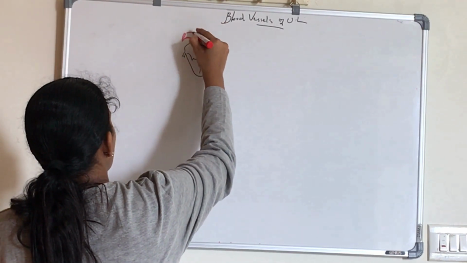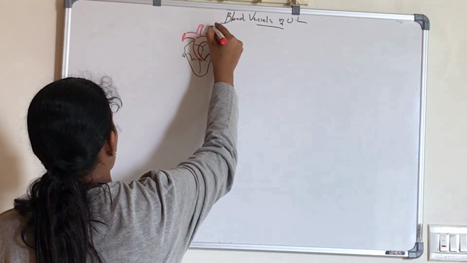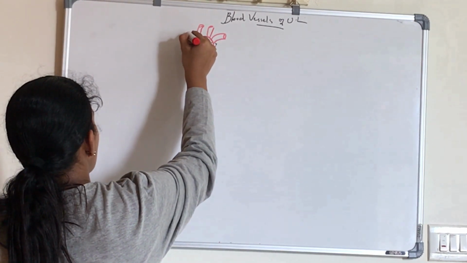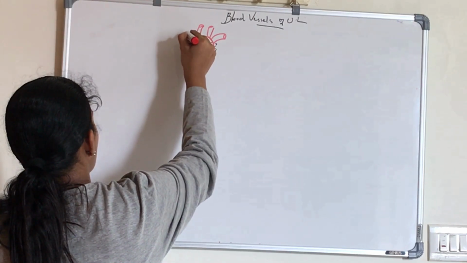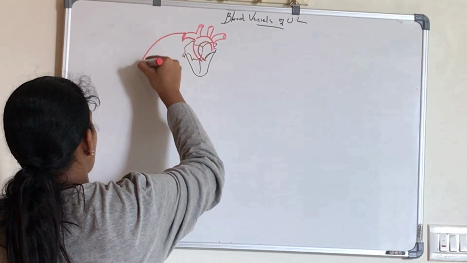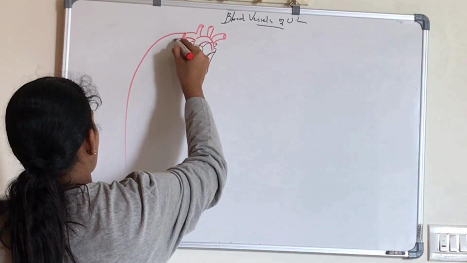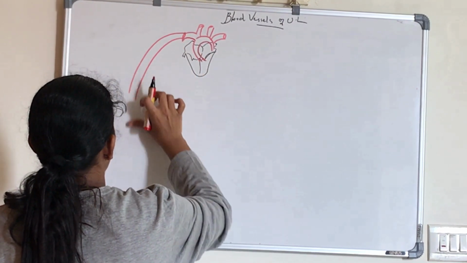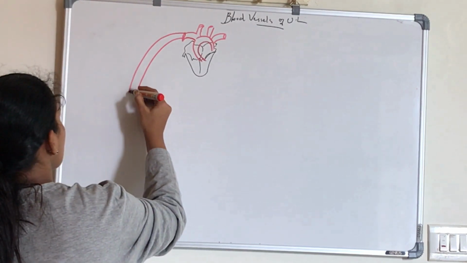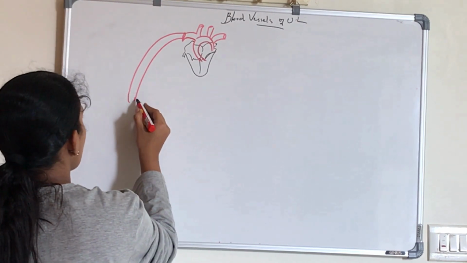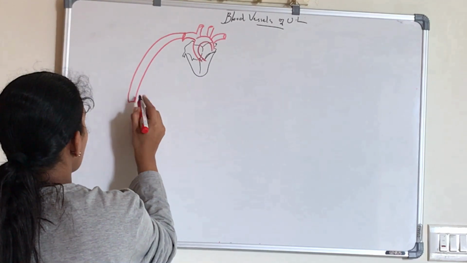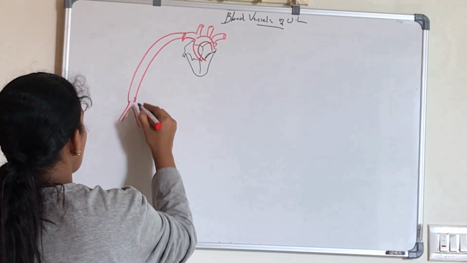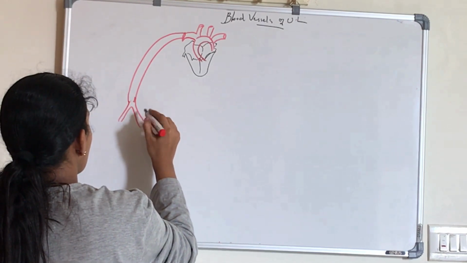It has 3 parts: ascending, arch and descending part. Let's focus on the arch of aorta. It has brachiocephalic trunk, left common carotid, left subclavian. So, this right subclavian artery continues as axillary, which continues as brachial artery. At the level of neck of the radius, brachial artery terminates into radial and ulnar artery.